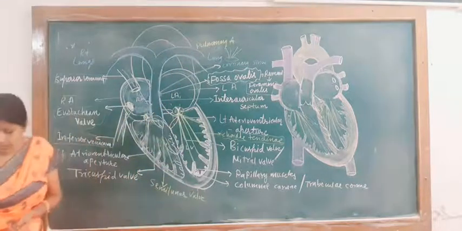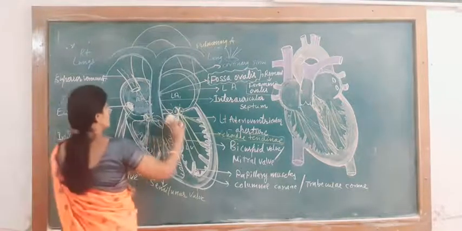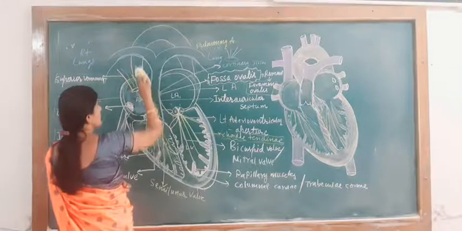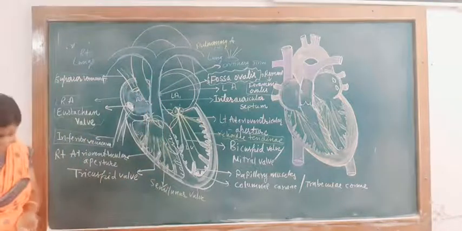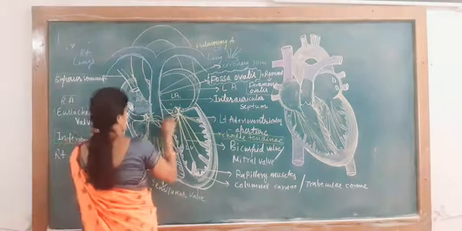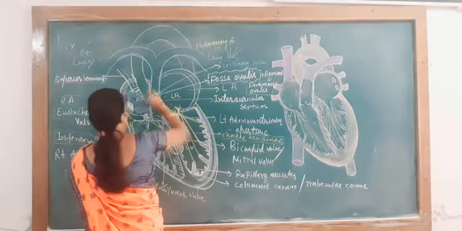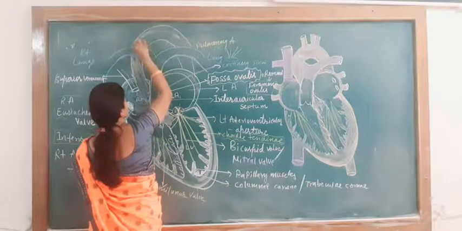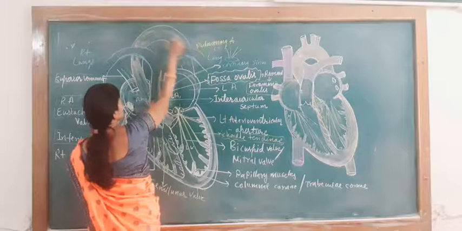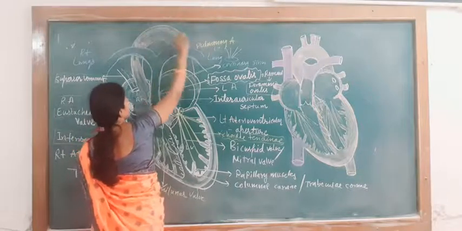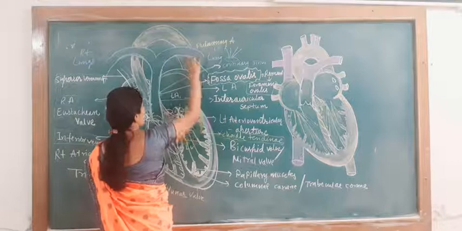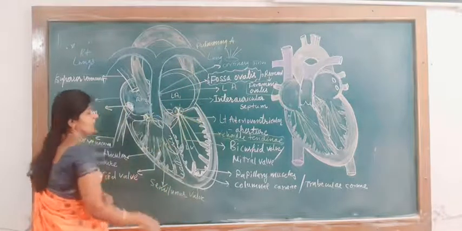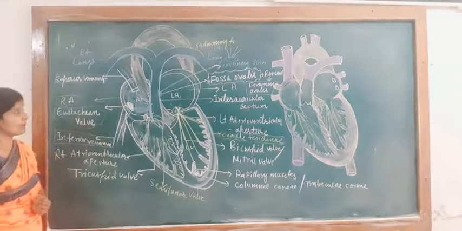Now, in this way, the systemic aorta carries the oxygenated blood. Here this is oxygenated blood, which is carried by the systemic aorta towards the body parts. When it goes out, it supplies each and every part of our body.